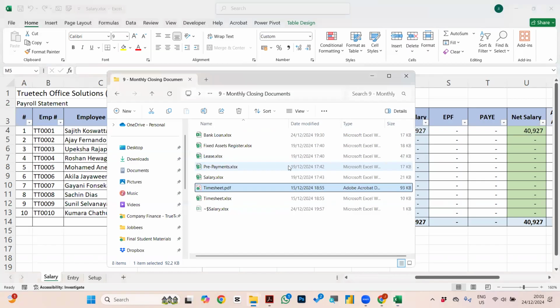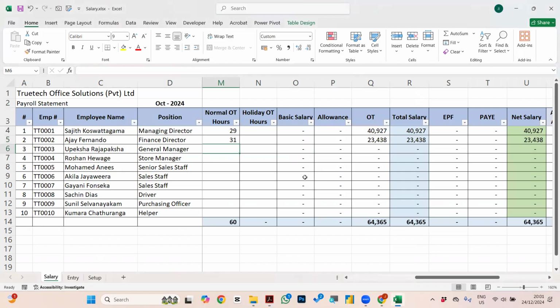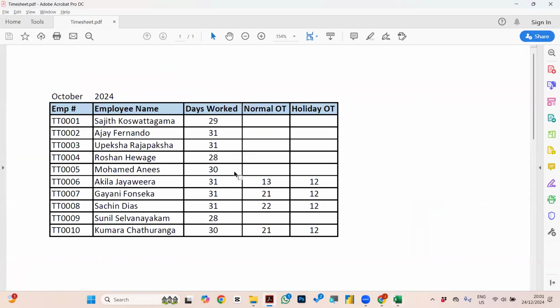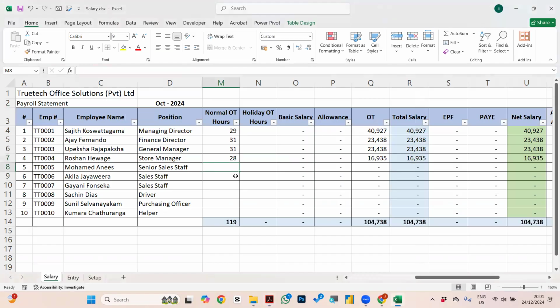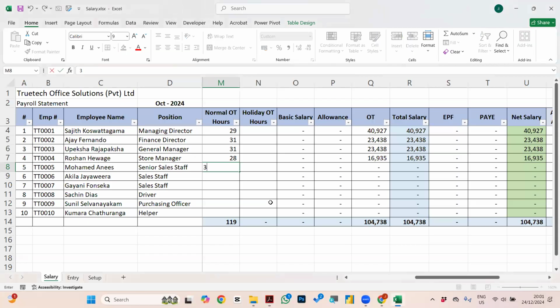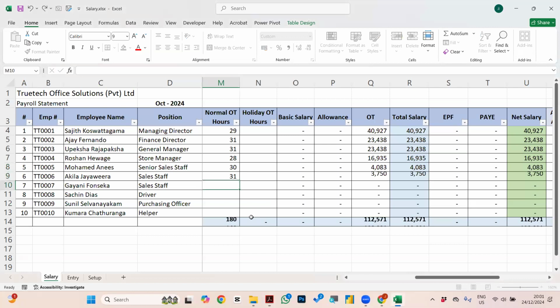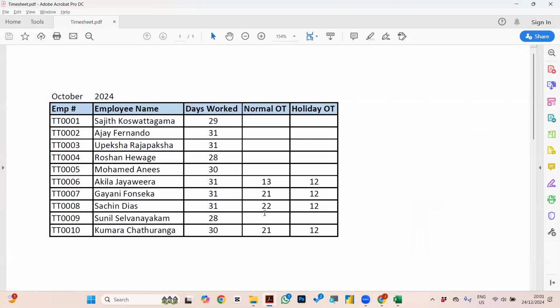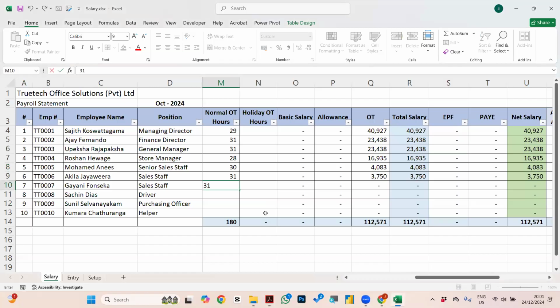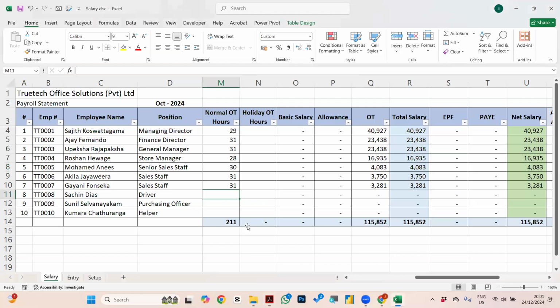So Sajid worked 29 days. And then Ajay worked 31 days because it's October. Upeksha, 31 days. Roshan, 28 days. It was a small company with only very few employees. Anis, 30 days. Akila, 31 days. Gayani, 31 days. Sachin, 31 days.